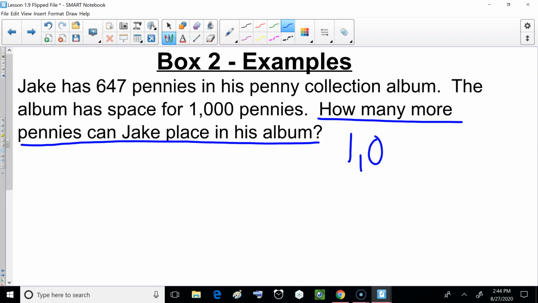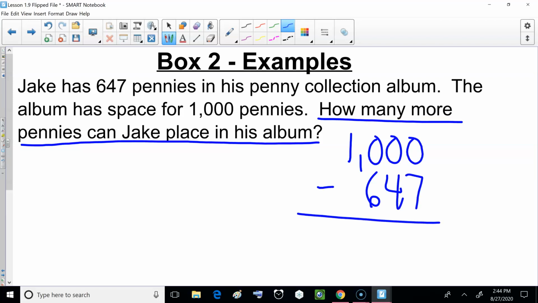We have 1,000 minus 647. Notice I had to make sure I line up my place values correctly when I subtracted. So we start with our ones place value, 0 minus 7. Well, if there's more on the floor, I need to go next door. But there's nothing next door either. And we go next door and there's nothing there either. So we finally get to the 1 in the thousands and we can actually trade in 1,000.